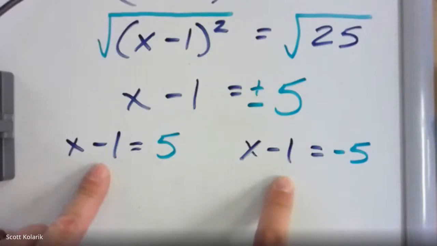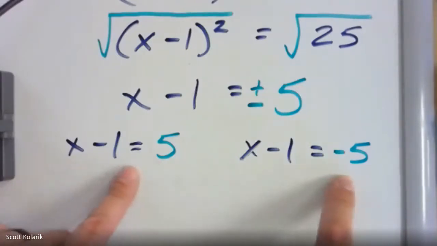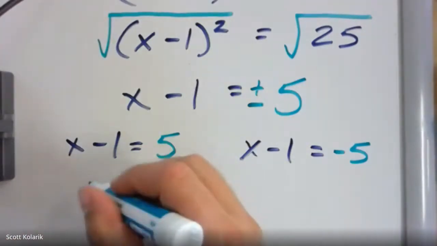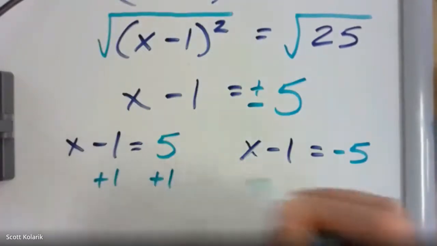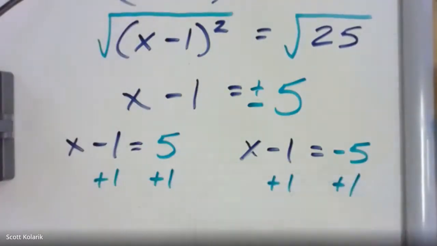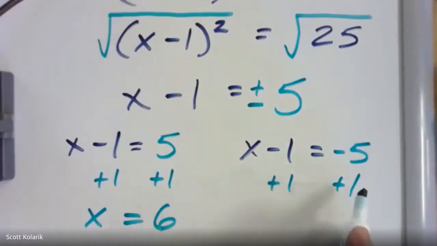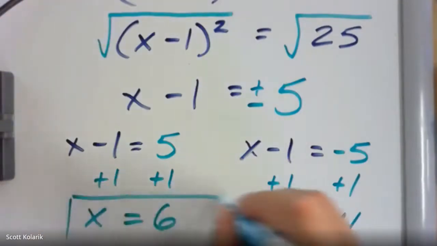And in both cases, if I want to isolate x, I'm going to move the 1 the same exact way. It's being subtracted, so I'm going to add 1 to both sides. Nothing terribly complex in and of themselves, but what I'll get here is that when I add 1 over here, x equals 6. And over here, when I add 1 to both sides, x is going to equal negative 4. These will end up being my 2 solutions.